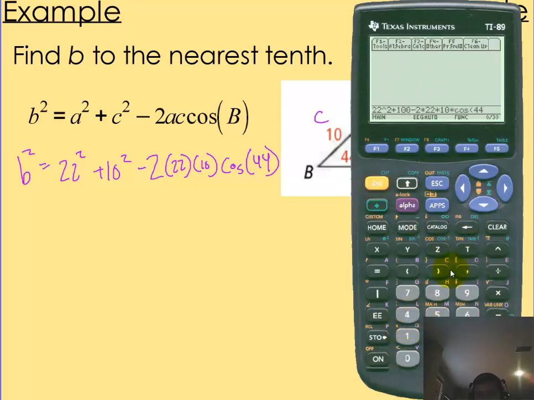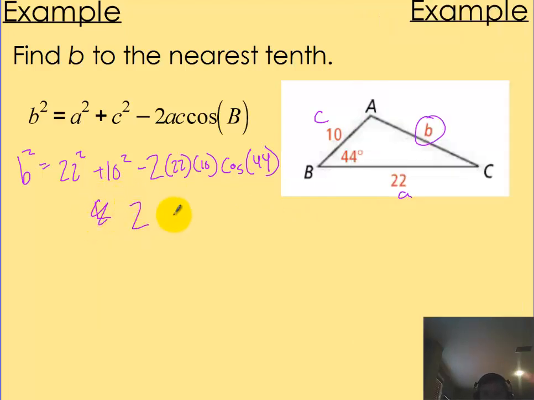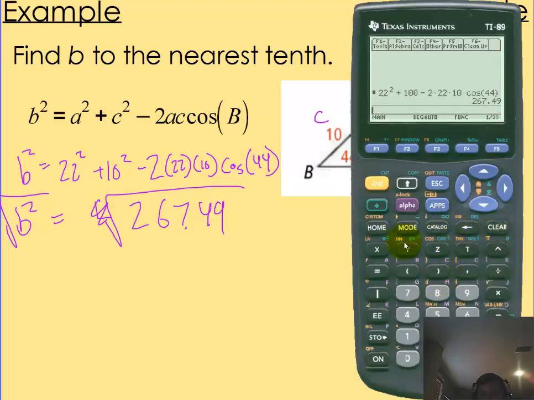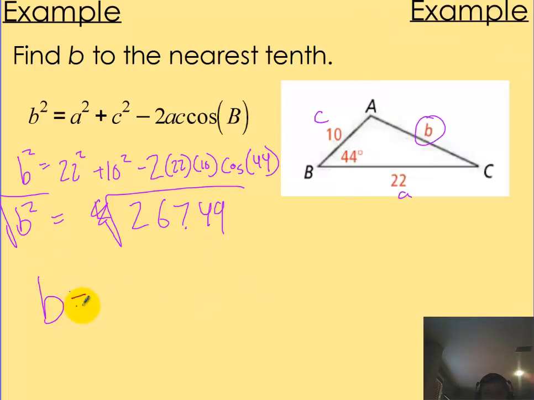So I'm going to go cosine of 44, close the parentheses, and I just want a decimal, so I have to hit the diamond first, and I get 267.49. But that's what b squared equals, so I have to square root both sides. When I square root that 267.49, I get 16, and to the nearest tenth that's 16.4. So b equals 16.4. That's my answer.